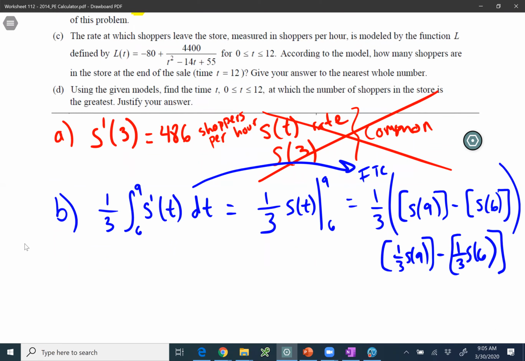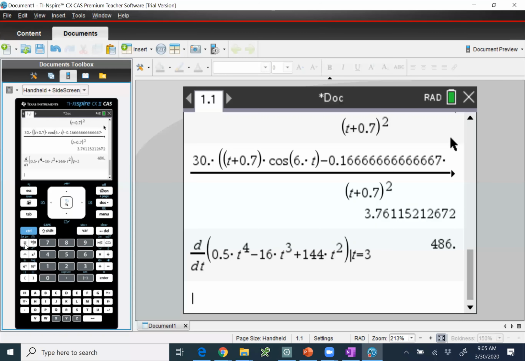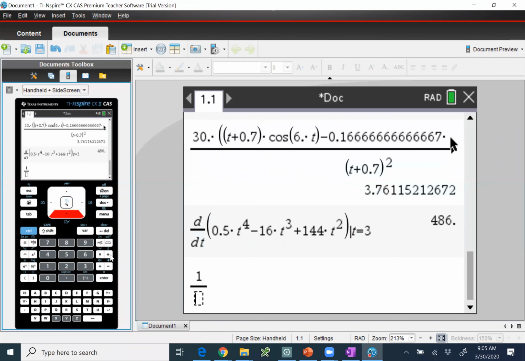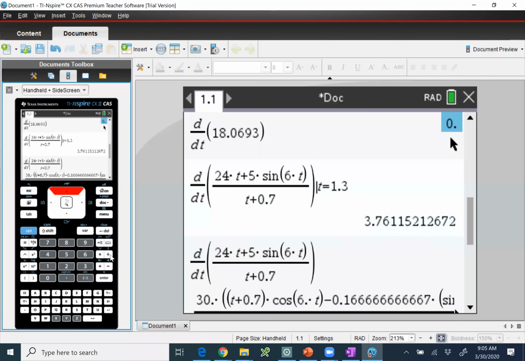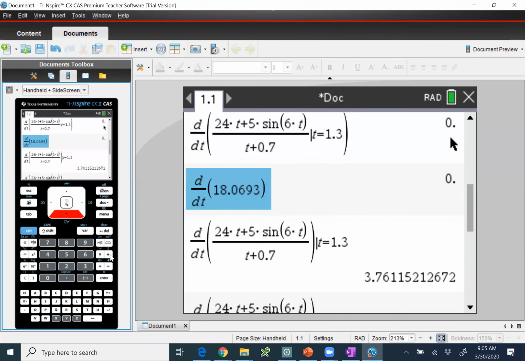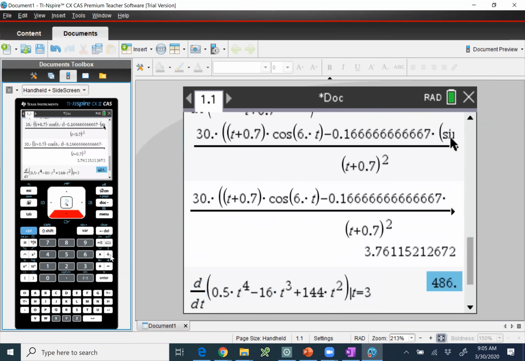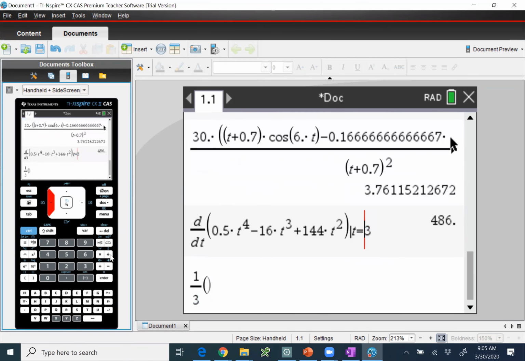On your calculator then, you would just type in one-third, and then for here, actually we can come up here. Right, I think we had it. Oh no, we never did that. Okay. So we can go ahead and copy this.